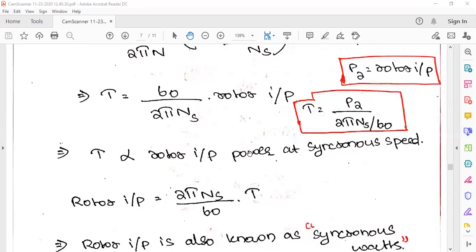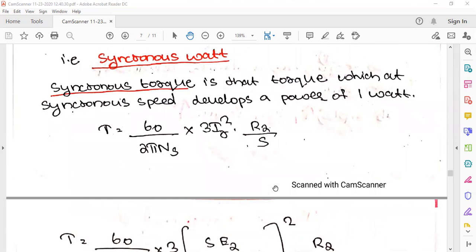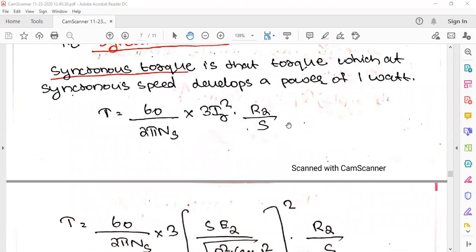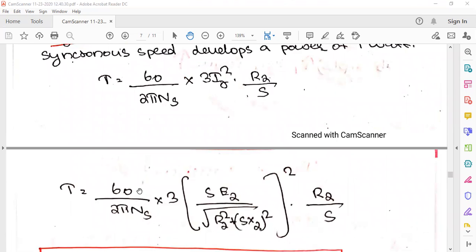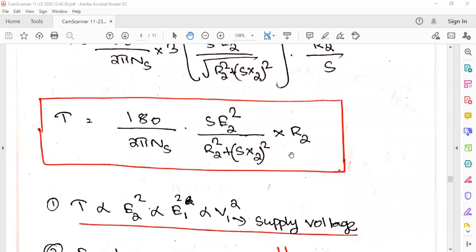T is equal to 60 by 2 pi Ns into rotor input. What is the equation for rotor input? 3 IR square into R2 by S, where IR is the rotor current and R2 is the rotor resistance. So T is equal to 60 by 2 pi Ns into 3. At the running condition, the rotor current IR is equal to S E2 by root of R2 square plus SX2 the whole square. So T is equal to 180 by 2 pi Ns into S E2 square by R2 square plus SX2 the whole square into R2, after squaring and substituting.